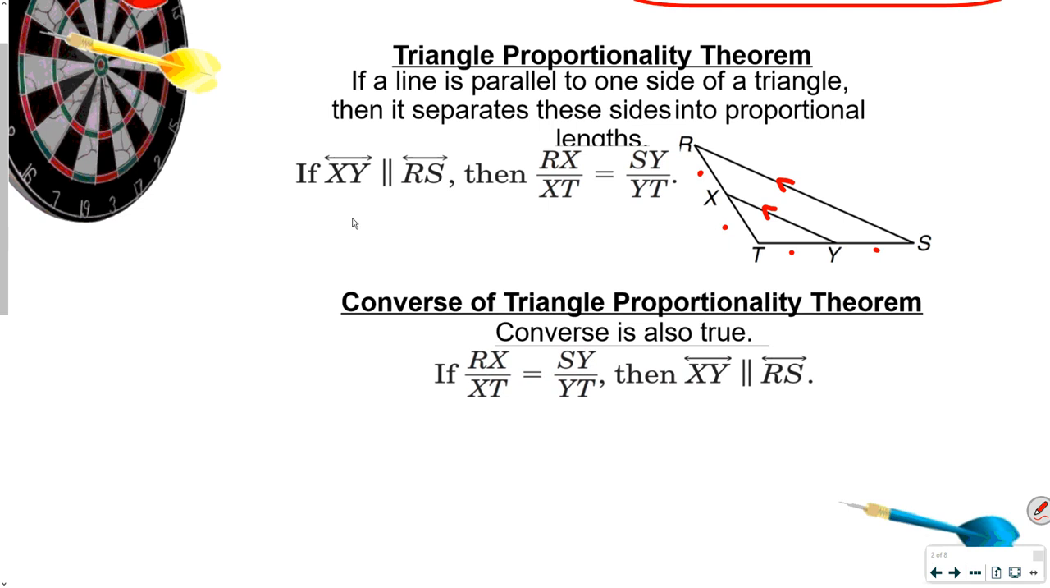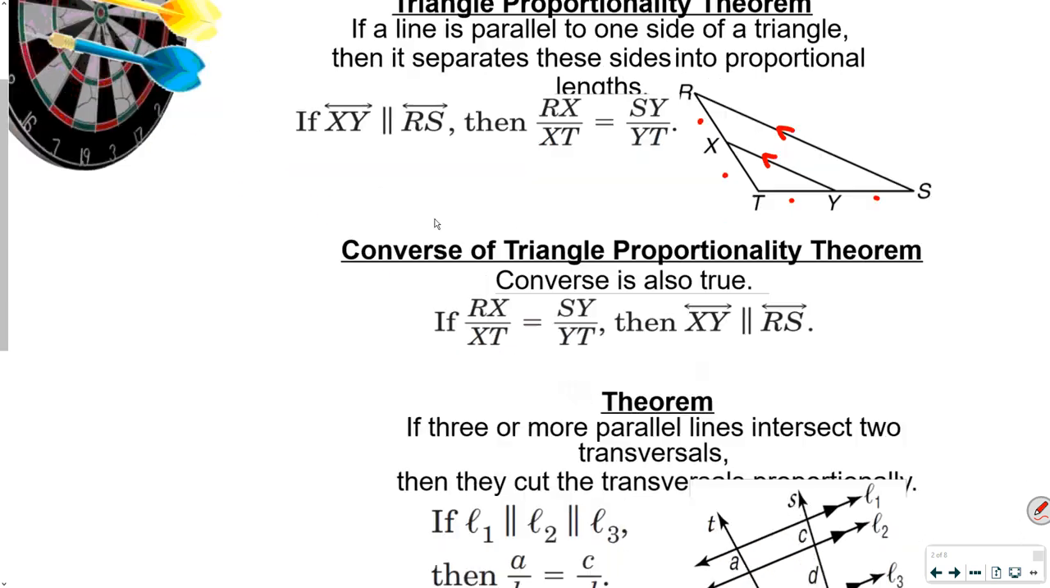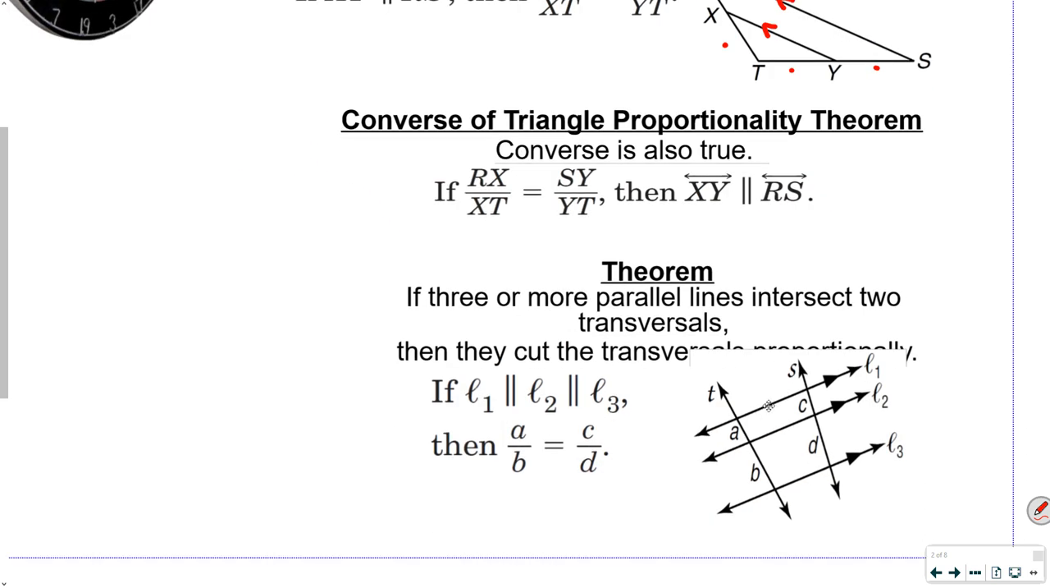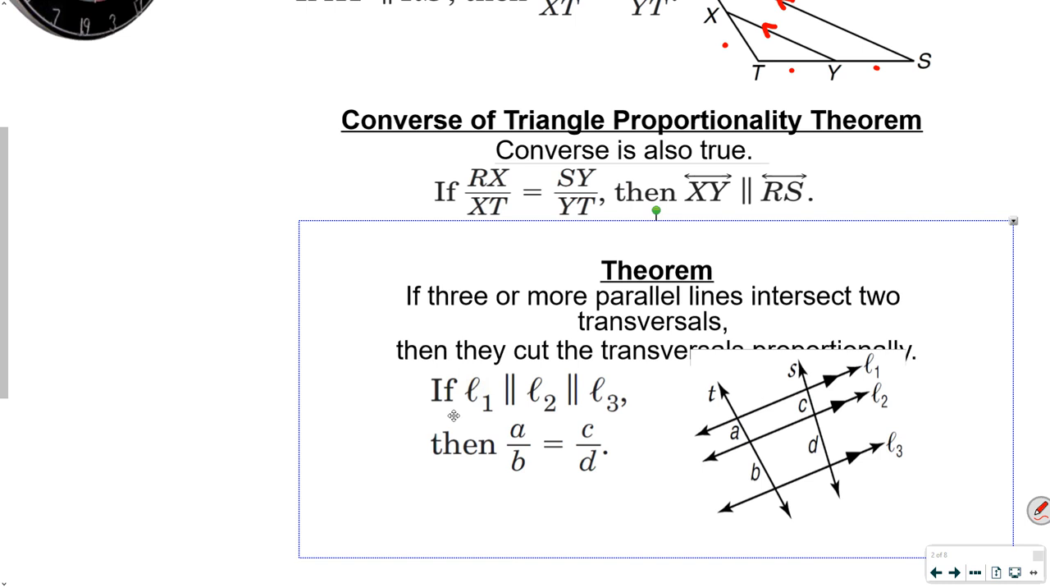The converse is also true. So we'll be asked in some problems, are these lines parallel? What we'll do is check to see if the parts are proportional. If the parts are proportional, then yes, they're parallel. If they're not proportional, then they're not parallel. Then lastly, we'll move this.